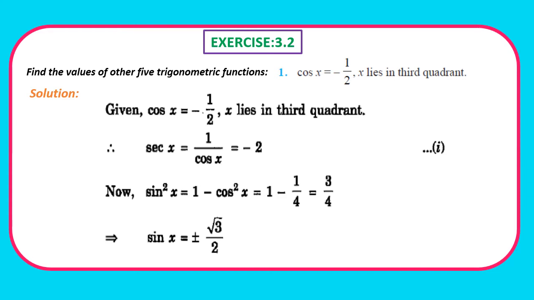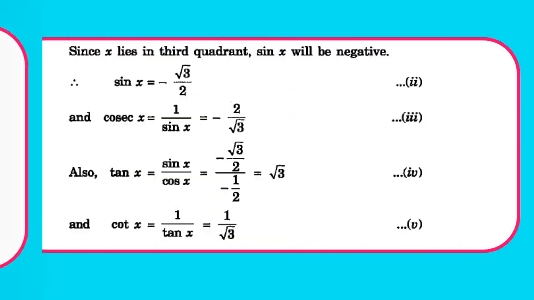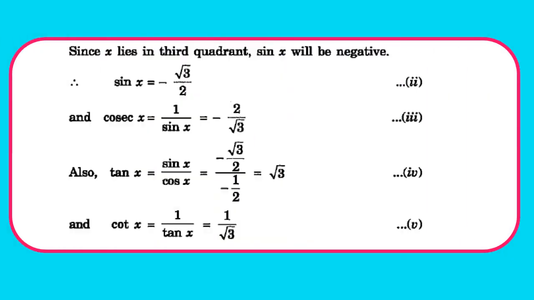Done. Now sin square x equals 1 minus cos square. We have the value of cos, so it becomes 1 minus 1 upon 4, that is 3 upon 4. So sin x will be equal to plus minus root 3 upon 2, since sin square x equals 3 by 4. Now since it is given that x lies in the third quadrant, in third quadrant we know that sin x is negative. So the value of sin x equals what? Minus root 3 upon 2.